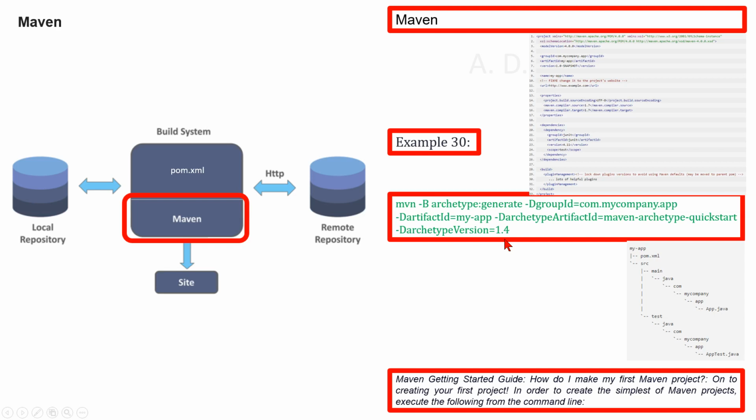We are going to show you how the archetype mechanism works now, but if you would like to know more about archetypes, please refer to our introduction to archetypes. On to creating your first project. In order to create the simplest of Maven projects, execute the following from the command line. Once you have executed this command, you will notice a few things have happened.